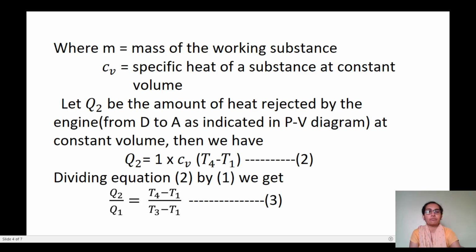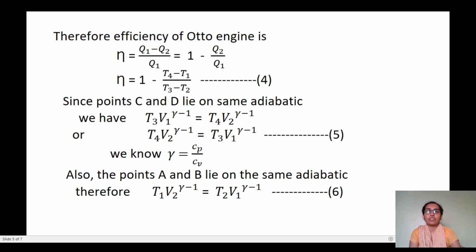Call that equation 3. So from the definition of efficiency, we have efficiency eta given by eta equals (Q1 minus Q2) divided by Q1, or eta equals 1 minus Q2 divided by Q1. So now substitute for Q2 by Q1, we get eta equals 1 minus (T4 minus T1) divided by (T3 minus T2). Call that equation 4.